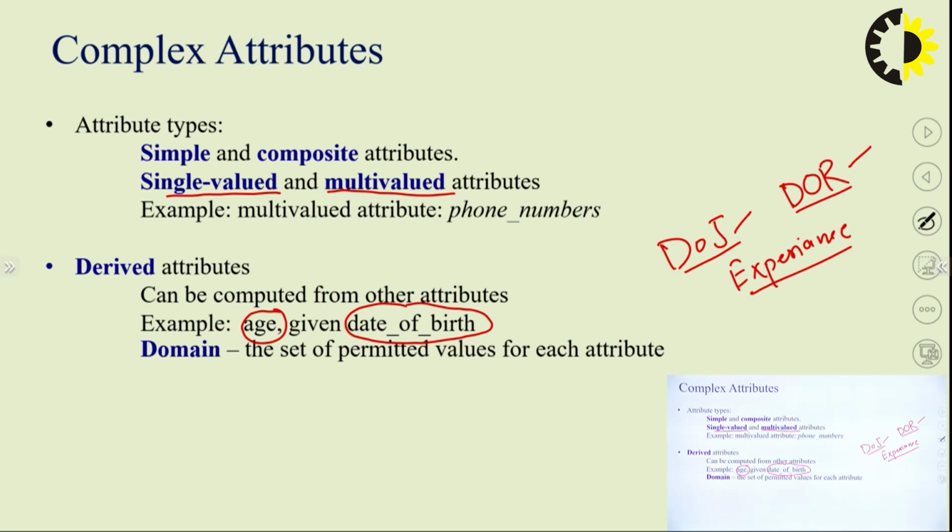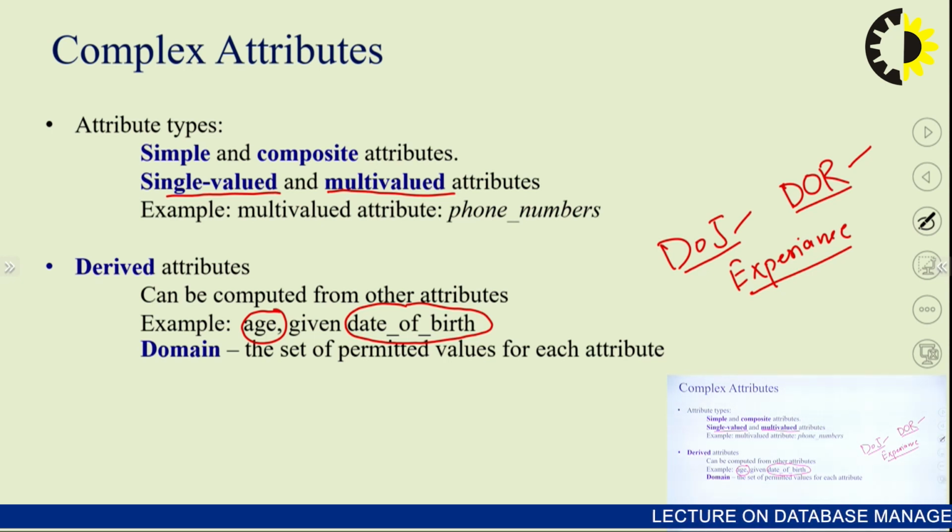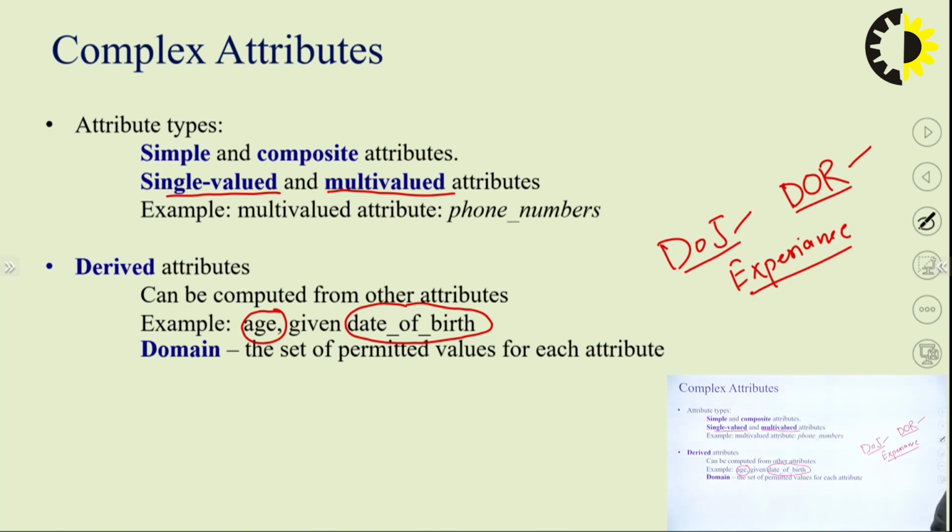Domain is the set of permitted values for each attribute. Only some permitted values can be inserted into a table or a particular attribute column. That is called the domain. All the domains are fixed, so we cannot insert any value outside the domain. Only the permitted values that an attribute can take will be inserted, and others will not be inserted.